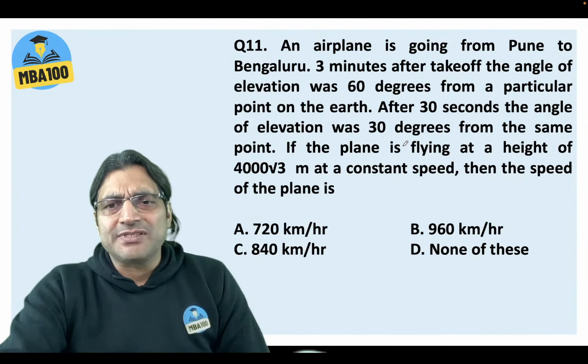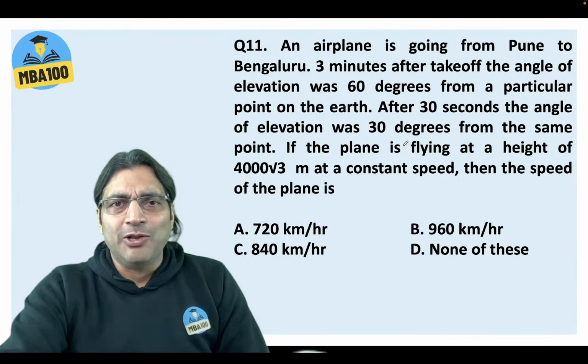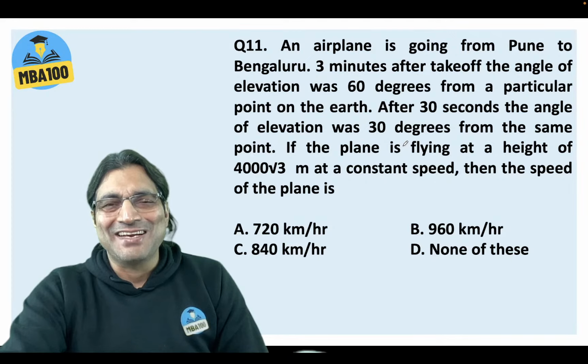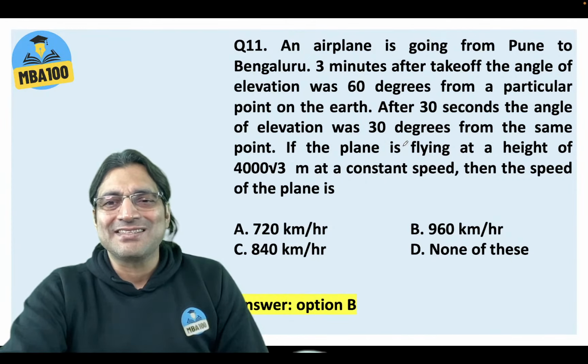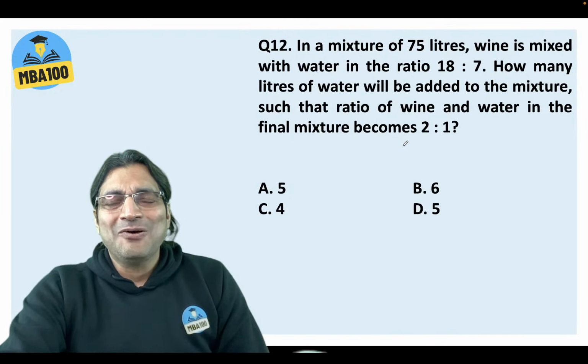This was again one of the simple questions. Those people who understand the value of 1060 degree and 1030 degree would be able to get the answer, and the answer is 960 kilometers per hour. That is option B.